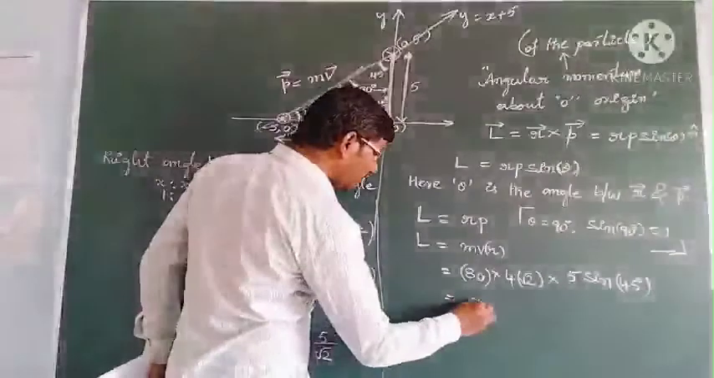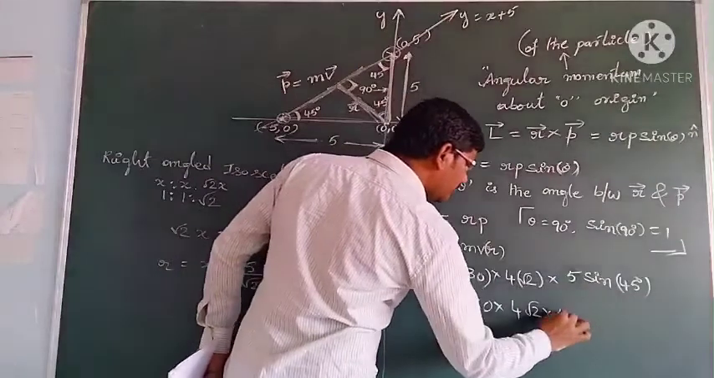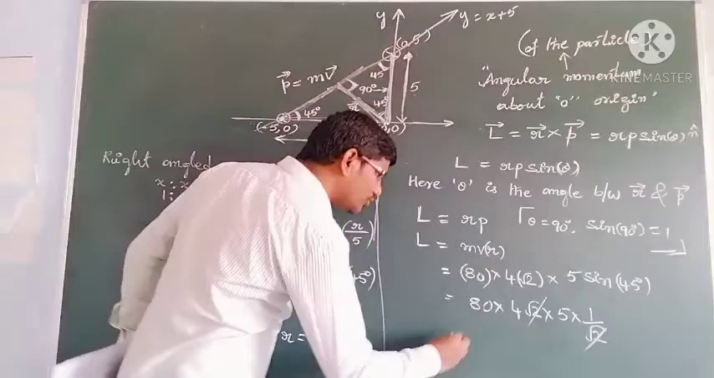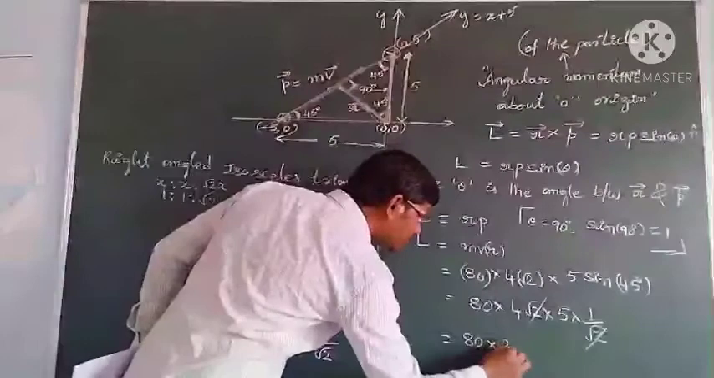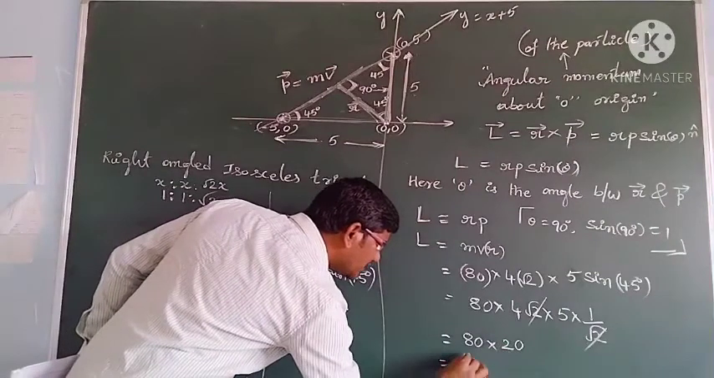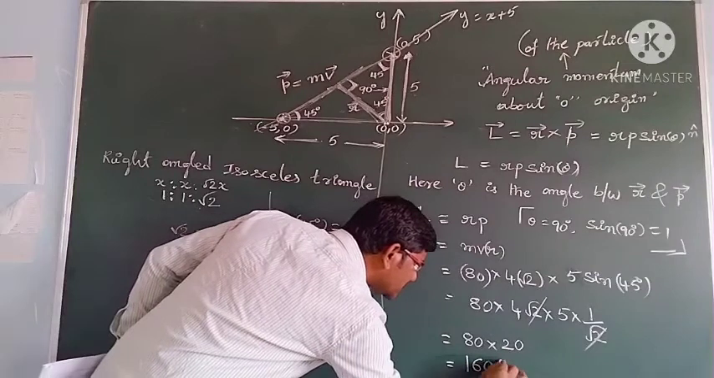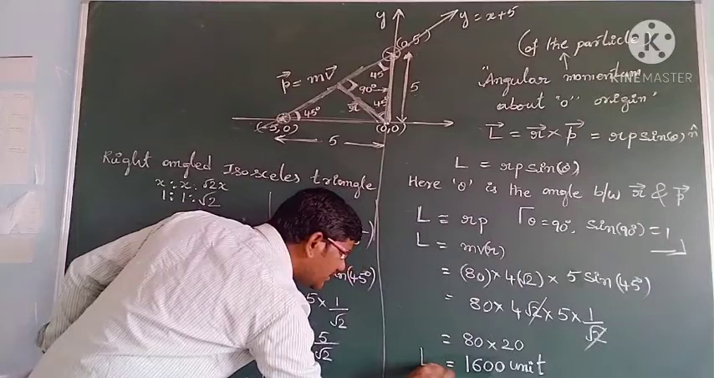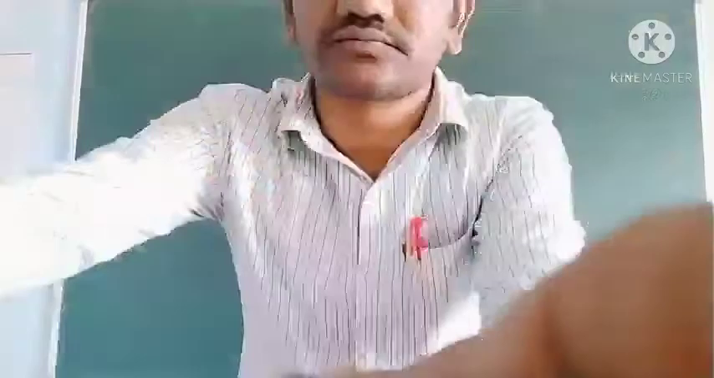Then what do you write? 4 root 2 into 5 into sin 45 degrees value 1 by root 2. Root 2 gets cancelled. Then 80 into 20, so what is the value? You will get 1600 units. So the value of angular momentum L is equal to 1600 units.